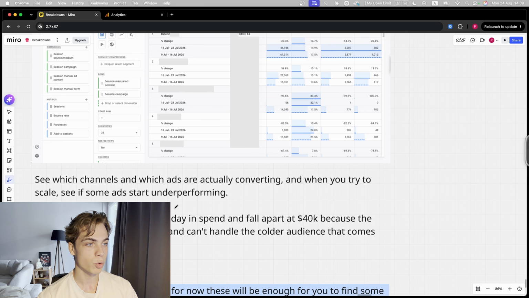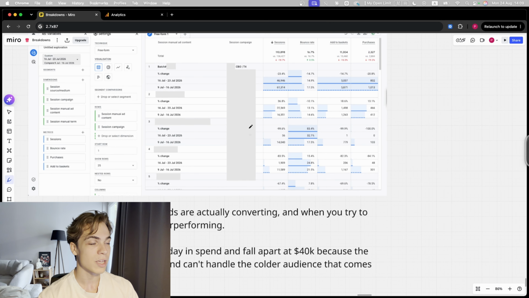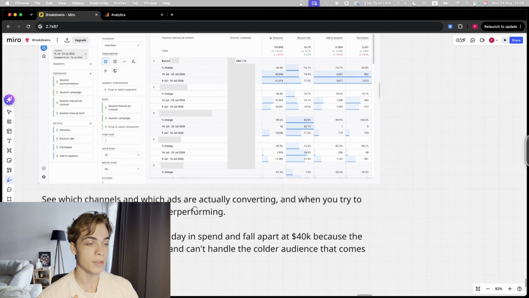Now a lot of stores, for example, when they're making 5K a day, look fine, but when they try to reach 40K, or when they're making 40K, everything falls down: conversion rate, average order value. The whole store was built from warm traffic and they can't handle the colder audience that comes with scale, right? And you can see some of that information more in depth over here.